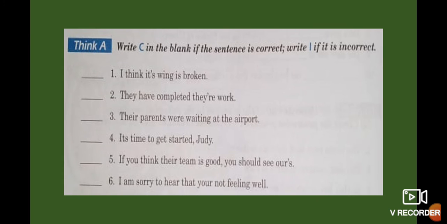Excellent. So let's see. Now we write C in the blank if the sentence is correct, or maybe we write I if it is incorrect. For example, I think it's wing is broken. In that case, it's incorrect. Why? Because we write it as possessive, and in this case it's written with an apostrophe, so it's incorrect, okay, because we need these possessive pronouns without apostrophe.